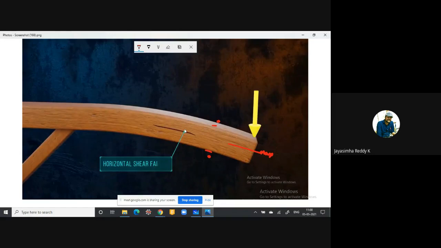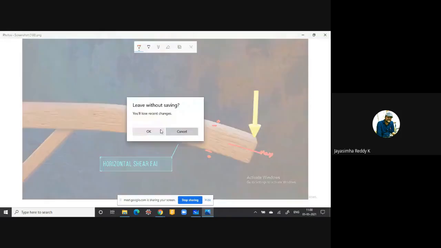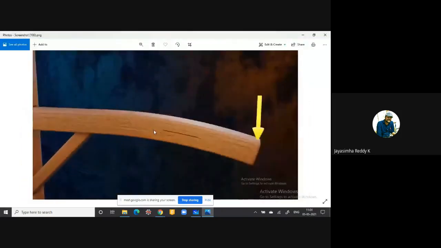That is, why the shear stress is maximum here near the neutral axis, we will see in the derivation. But you have to remember this important point, students. So let me close this and let me go for the derivation now.